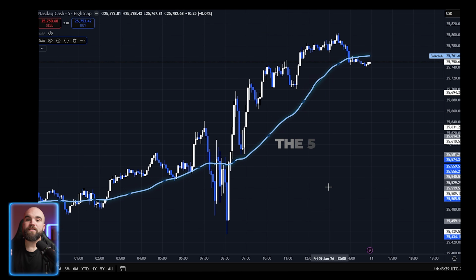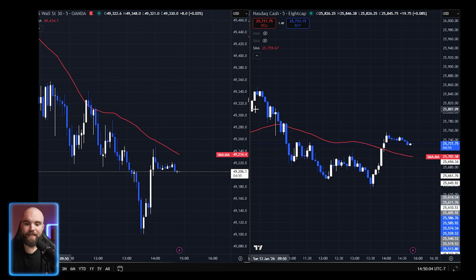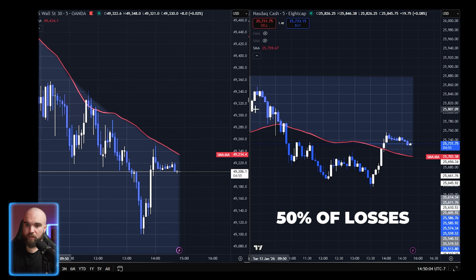So here is the hard rule that I follow with my trading. We never trade against the trend. If you want to take a short position, price must be below the blue 50 simple moving average line. And if you want to take a buy, price must be above. So if price breaks out of your box, but is on the wrong side of the line, then you're going to ignore that trade signal. This is one rule that will eliminate 50% of your losses instantly.